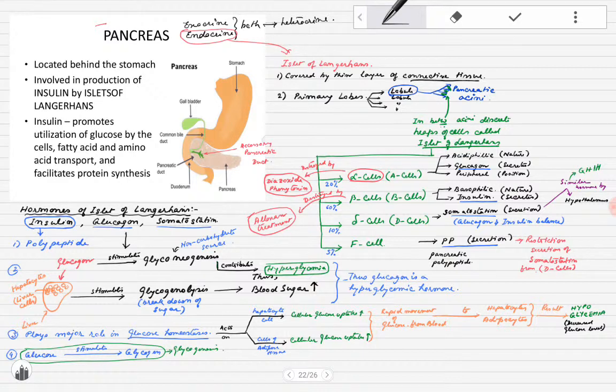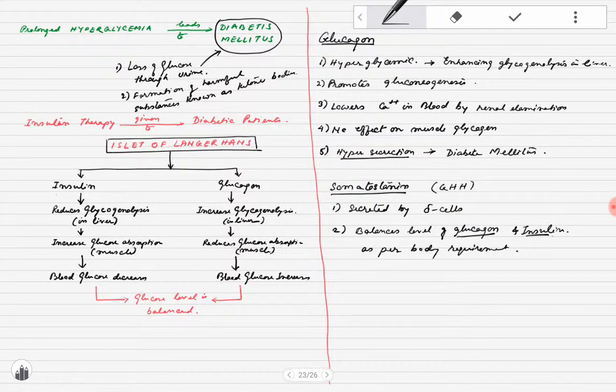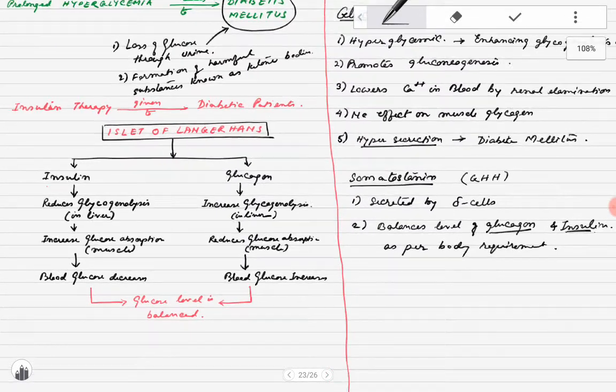Now, glucose here stimulates glycogen formation. It is called glycogenesis, and a person suffering from prolonged hyperglycemia may develop diabetes mellitus. So it is the loss of glucose through the urine. Now, formation of harmful substances known as the ketone bodies are also formed. Now, insulin therapy is given to diabetic patients.